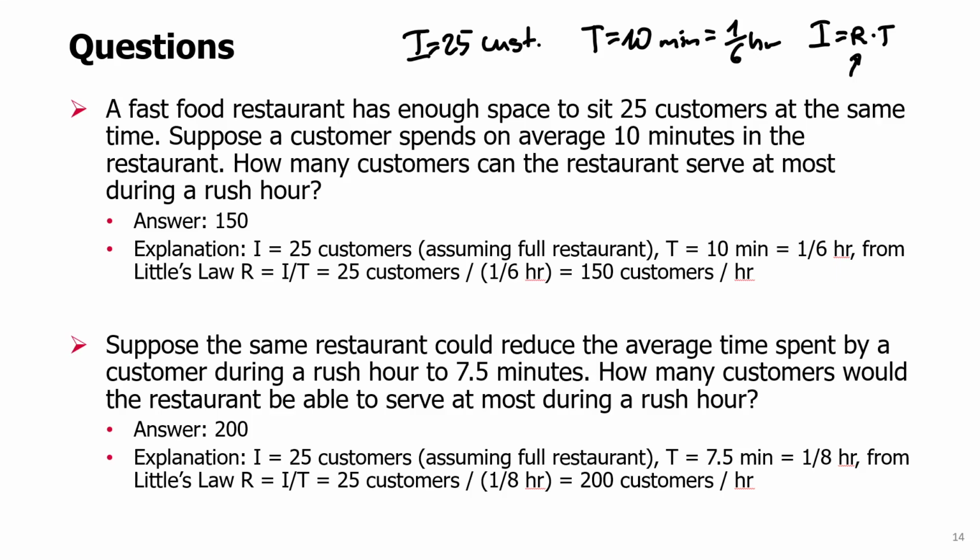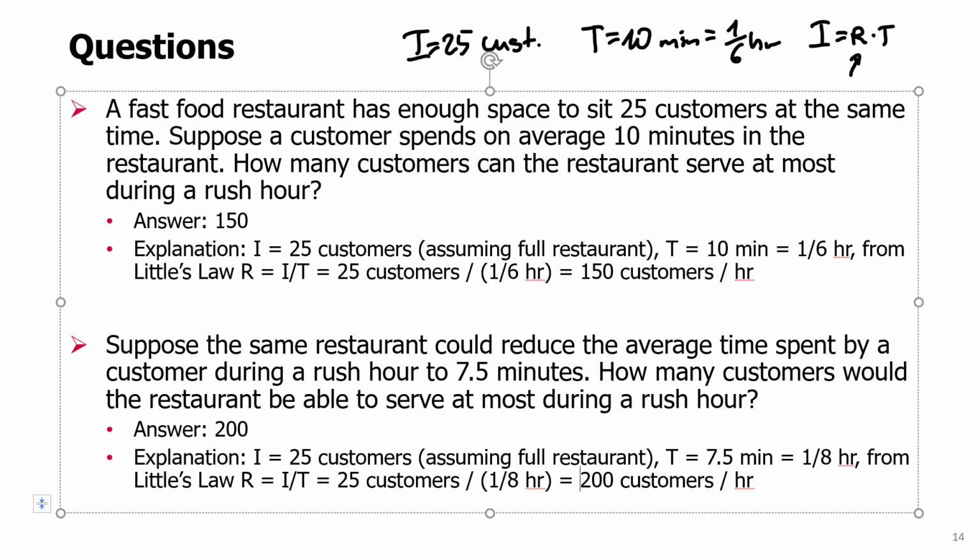So if you reduce this, then T becomes 7.5 minutes. Inventory I is still 25 customers. 7.5 minutes is 1/8 of an hour. If you do the calculation, you'll find out the flow rate has increased from 150 customers per hour before to 200 customers per hour now.